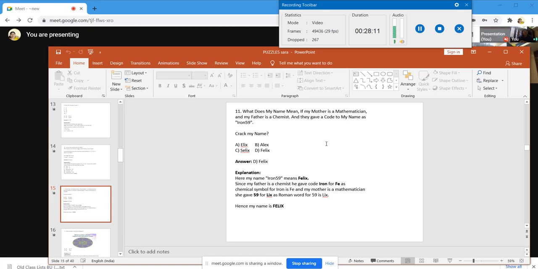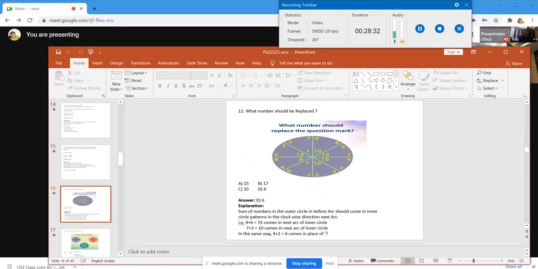The chemist is solved. What about the mathematician? 59 can be written as LIX in Roman letters. 50 is L, and 9 can be written as IX. So the answer is Felix. Felix is nothing but the name of a person. For that they have given a clue.